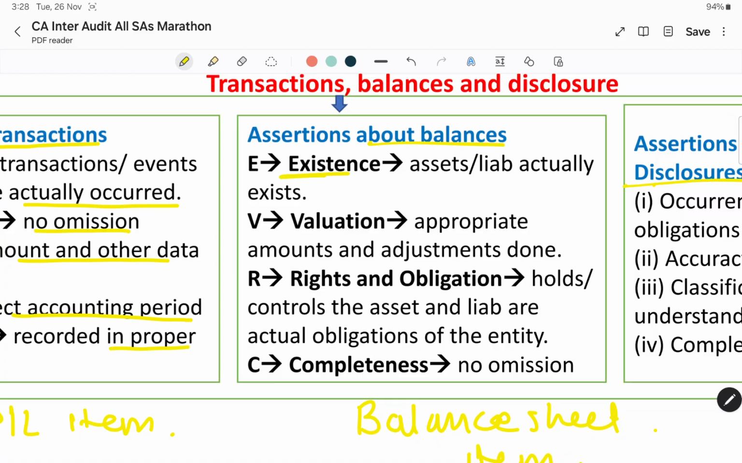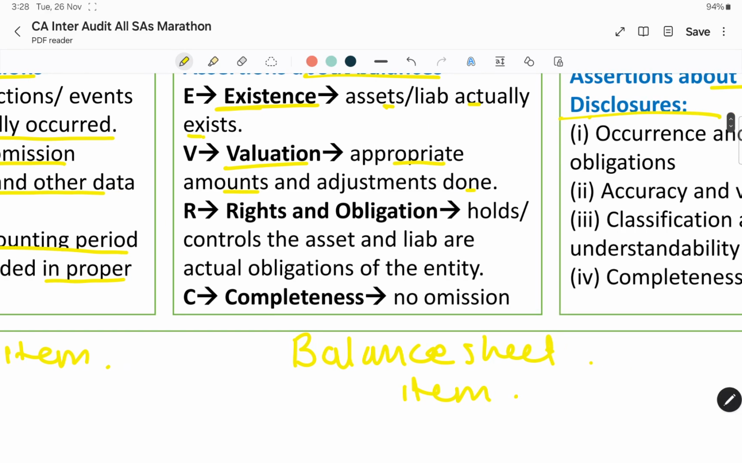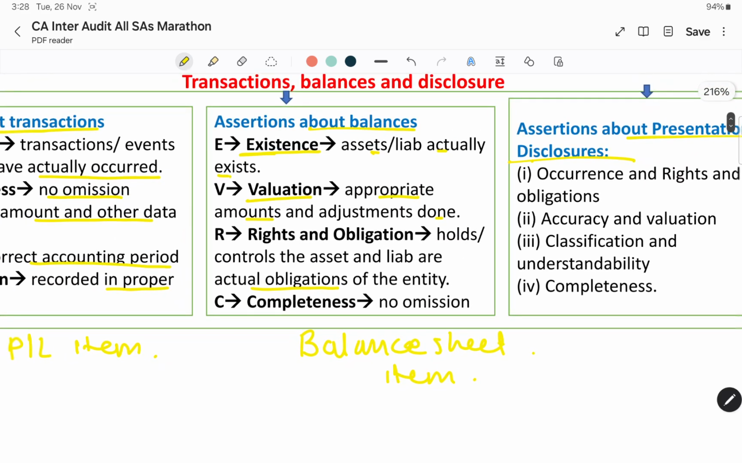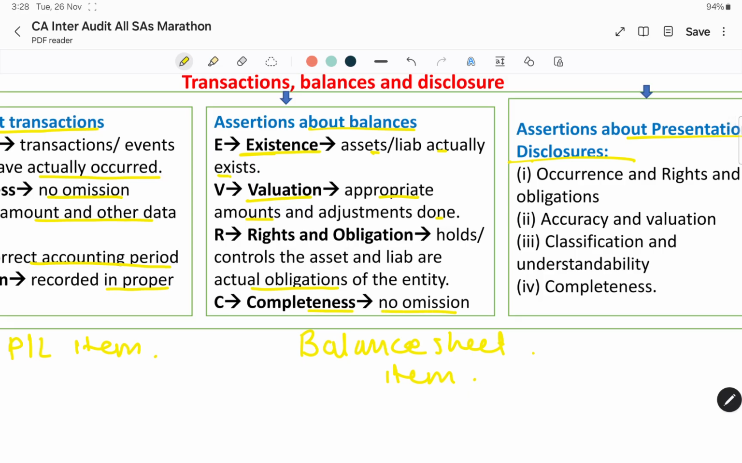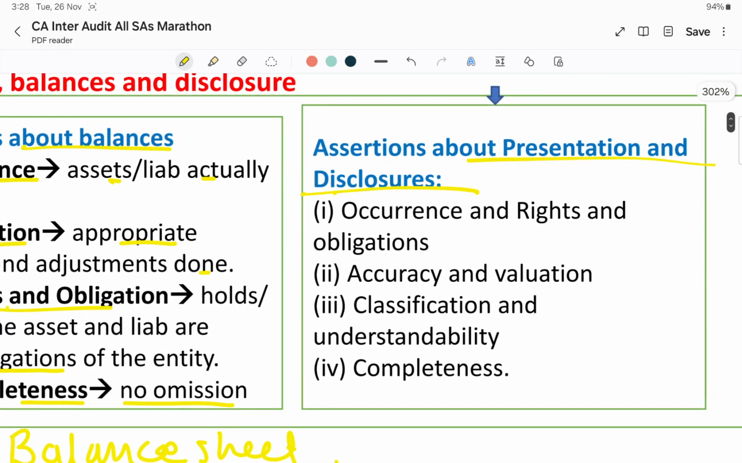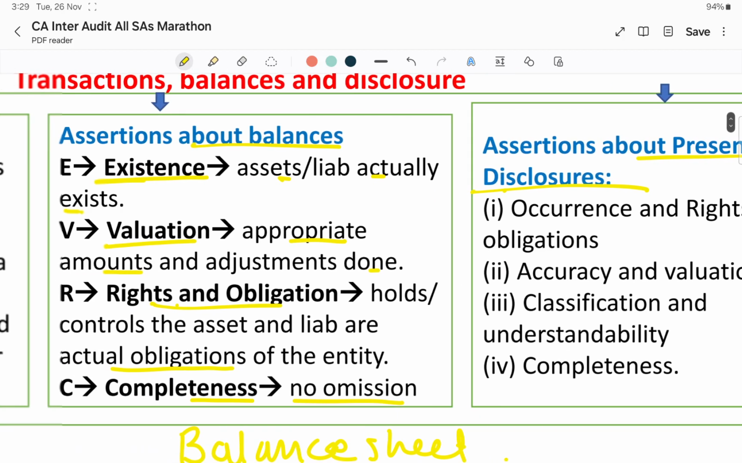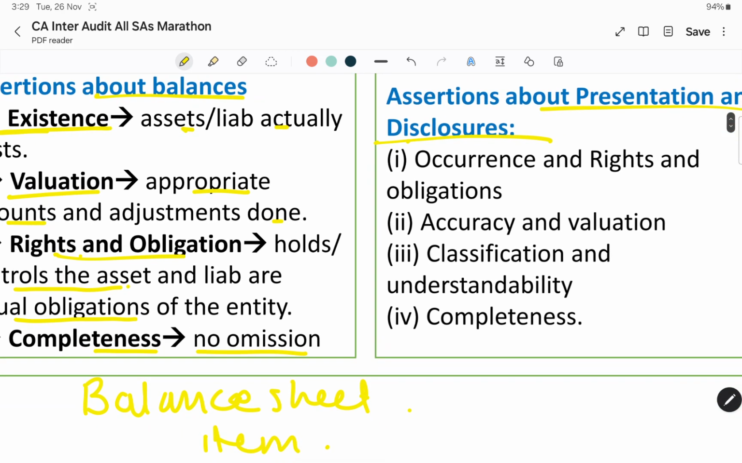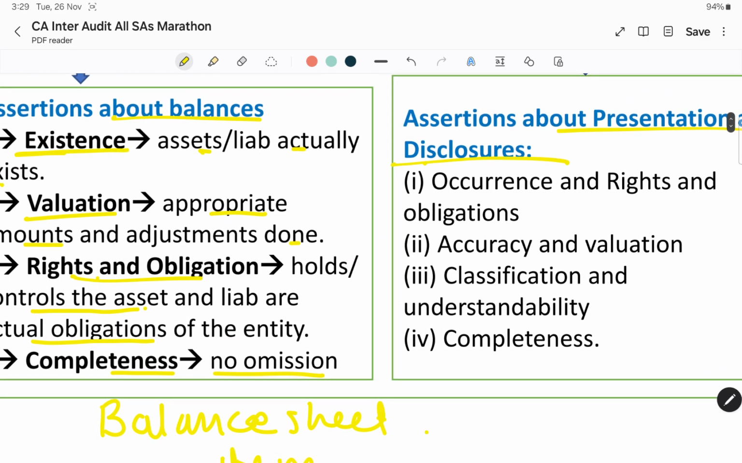Assertion about balance: existence, assets and liability exists; appropriate amount and adjustment is done, it is of valuation. Right and obligation: holds the control, the assets and liability are actual obligation of the entity. And completeness, no omission, completely recorded. Right and obligation, if there is a building or a property, then papers are in name of the company itself or not. All these rights and obligations we have to check, that holds the control of the assets and liability and actual obligation of the entity.